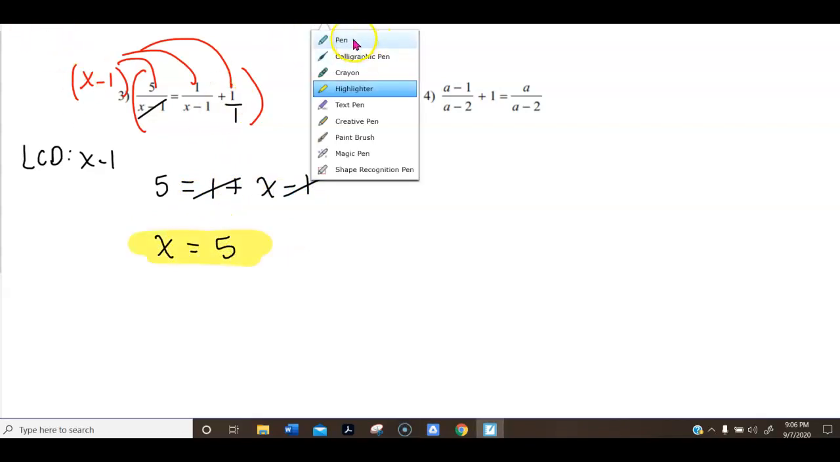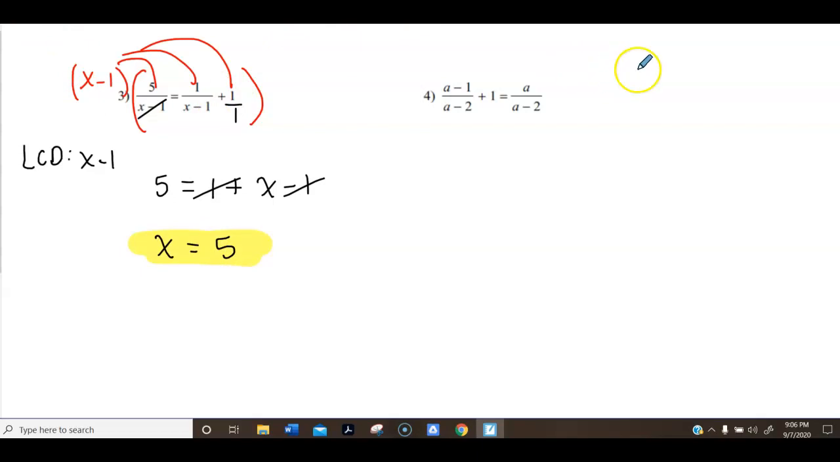Example 4, you're going to start by finding the LCD. The LCD, you look at all the denominators and you take each thing that's there. So a minus 1, you're going to take it. 1 over 1, there's nothing there to take. A minus 2, or I said a minus 1, but I meant a minus 2. And then a minus 2, you already have it. So you're going to multiply the whole thing by the LCD, which is a subtract 2.